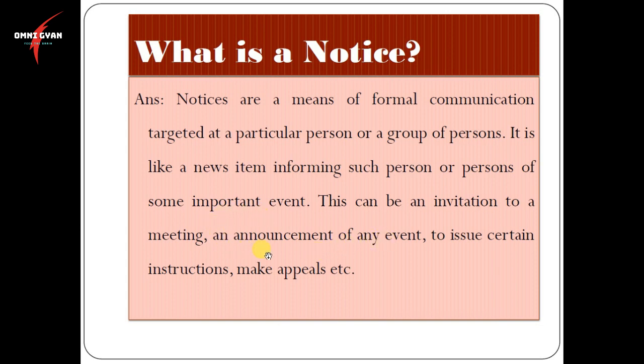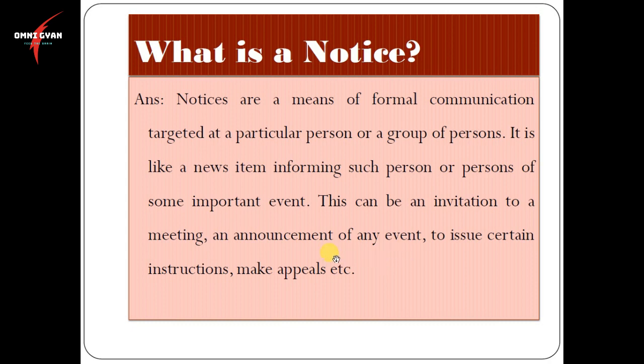If any important event is going to be held, the announcement is made in the form of a notice. A notice can also issue certain instructions, say for example a ban of a particular item, like tobacco. Or, nowadays, with the lockdown going on, the government is giving us instructions on so many important things. Now how is that instruction to be given? Obviously in the form of notices.